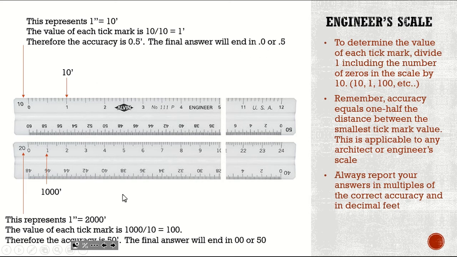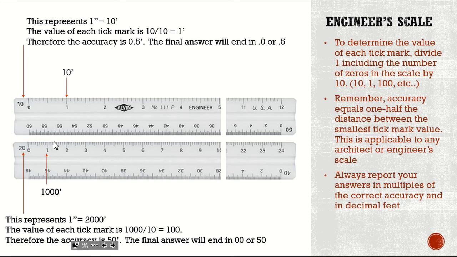So I kind of went through this already. As you can see, if I make this 2,000, right here, so that's 1,000. 1,000 divided by 10 is 100. So my final answer will end in 00 or 50 because my accuracy from here to here is 100. So if I fall in between, that is 50 feet.